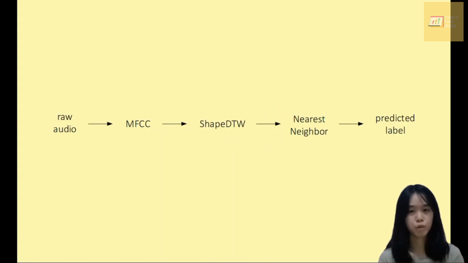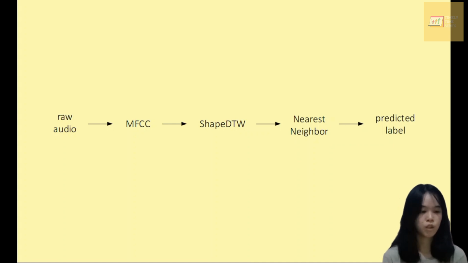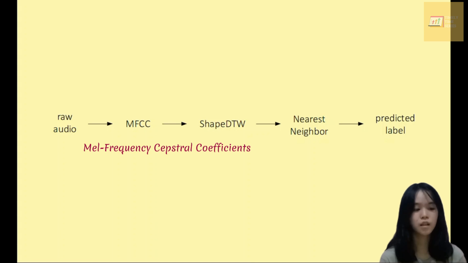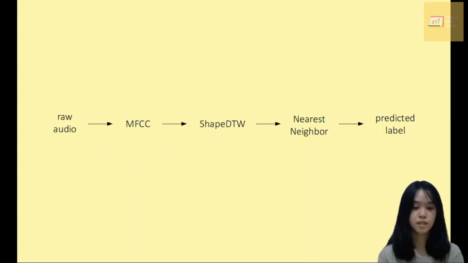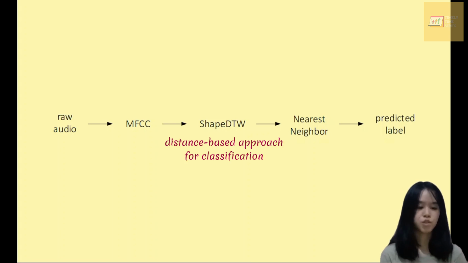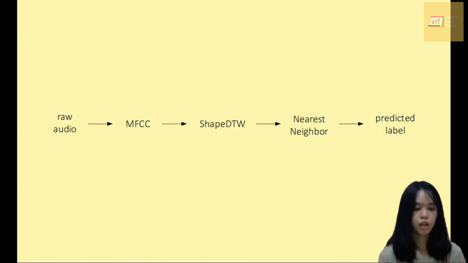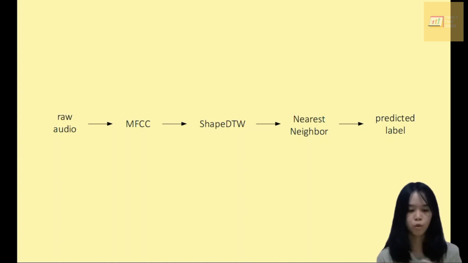Let me show you the framework for this project. So given a raw audio, we will do feature extraction with MFCC. And then we will calculate the distance. So we will do a classification using a distance-based approach. And that is done by ShapeDTW. And then after we get the distance between an input question with the reference, we will put that into a nearest neighbor and get the predicted label.